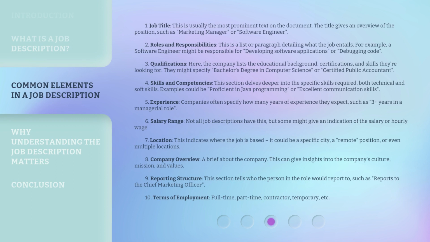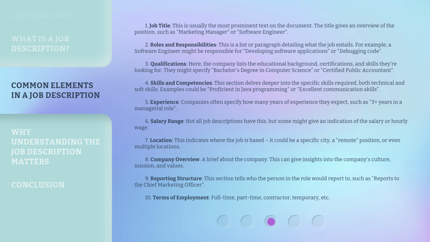1. Job title. This is usually the most prominent text on the document. The title gives an overview of the position, such as marketing manager or software engineer. 2. Roles and responsibilities. This is a list or paragraph detailing what the job entails. For example, a software engineer might be responsible for developing software applications or debugging code.